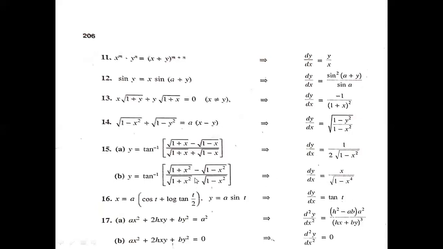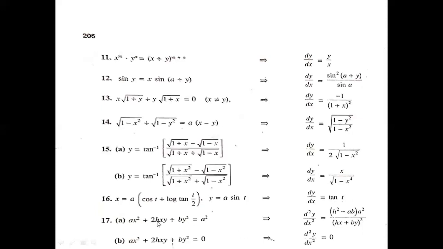Second one is also the same. The 16th question you also solved in the NCERT theory exercise. X is equal to a into (cos t plus log tan t by 2), y is equal to a sin t, implies that dy by dx is tan t.